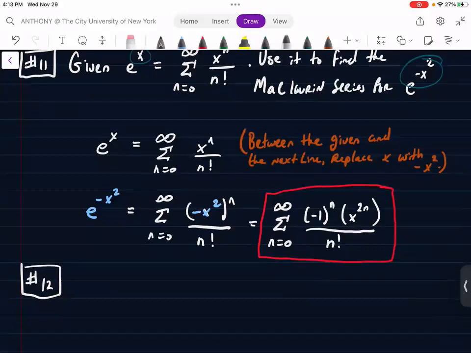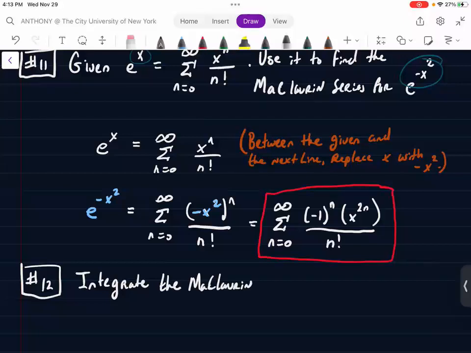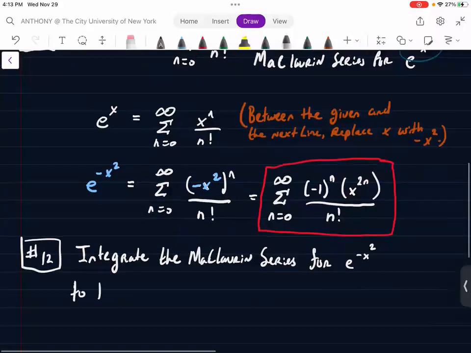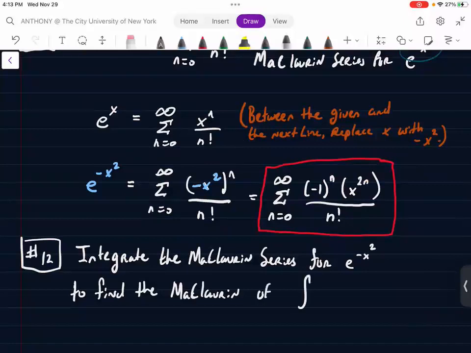Okay. So now that we got that taken care of, number 12 says to integrate the Maclaurin series for e to the power of negative x squared to find the Maclaurin series of the integral of e to the negative x squared dx.